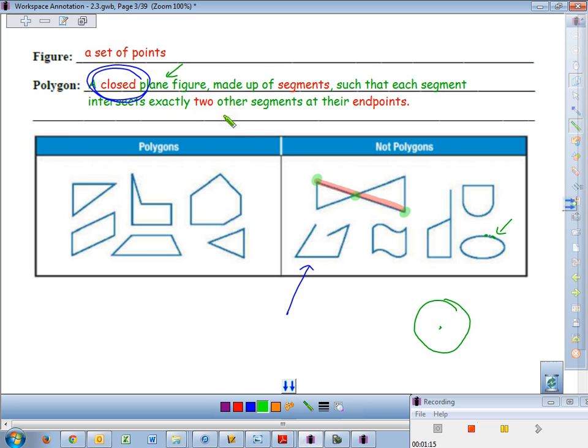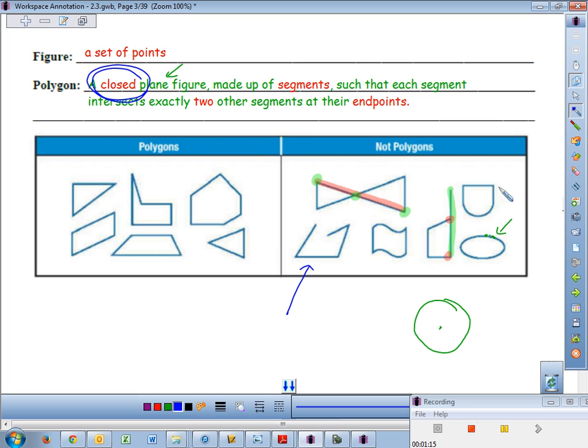Each segment can only intersect exactly two other segments, correct? And where are they supposed to intersect? At their endpoints. So if I highlight this guy, how many places does it touch another guy? 1, 2. But where does it touch it? Not at the endpoint of it, right? There's overhang in that guy right there. You with me? So why is this guy not a polygon? Could you tell me, out of all of those rules, why is that guy not a polygon?